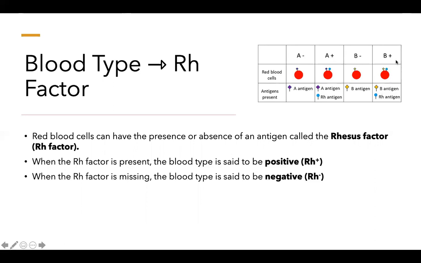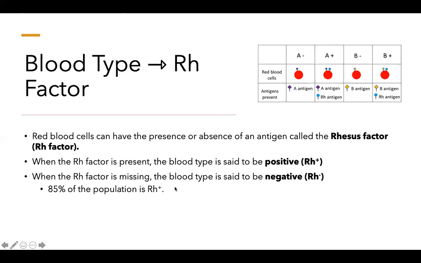I don't like this diagram because it doesn't include blood type O. Blood type O, you can have the Rh factor or you cannot have the Rh factor. So just keep that in mind, that there should be an O positive and an O negative over here somewhere, where the O negative is going to have no antigens at all, and the O positive is just going to have that little blue circle there.